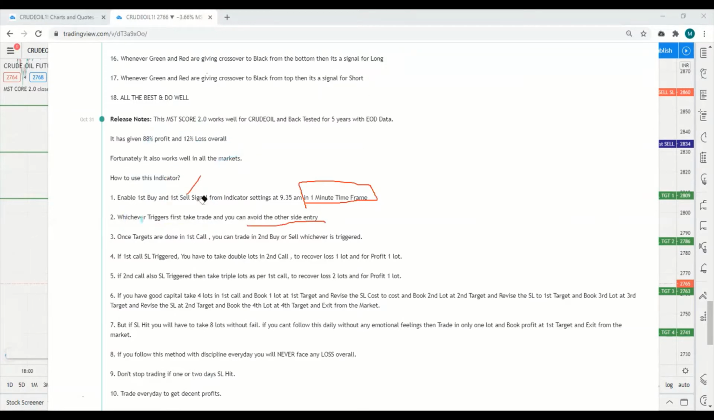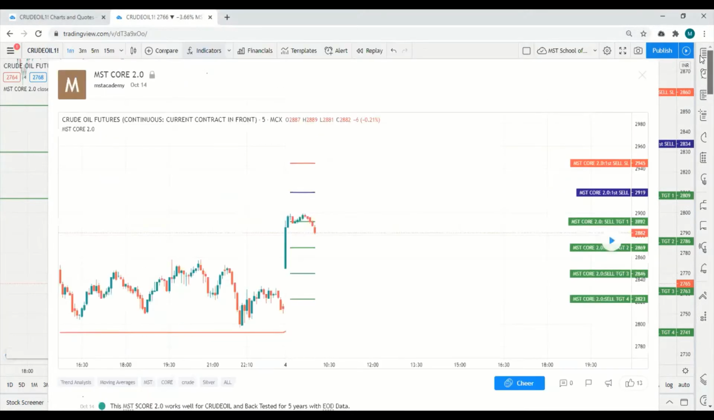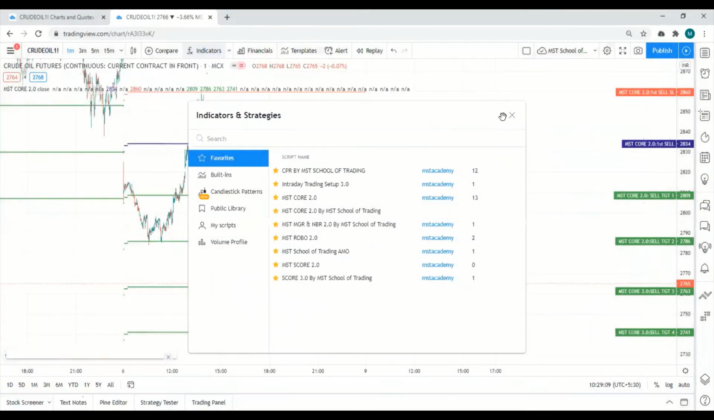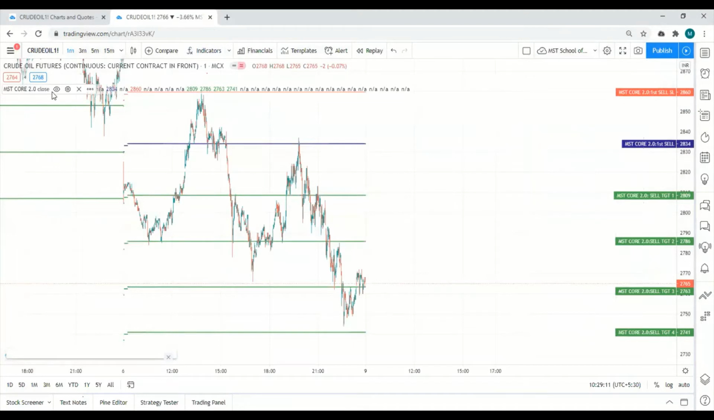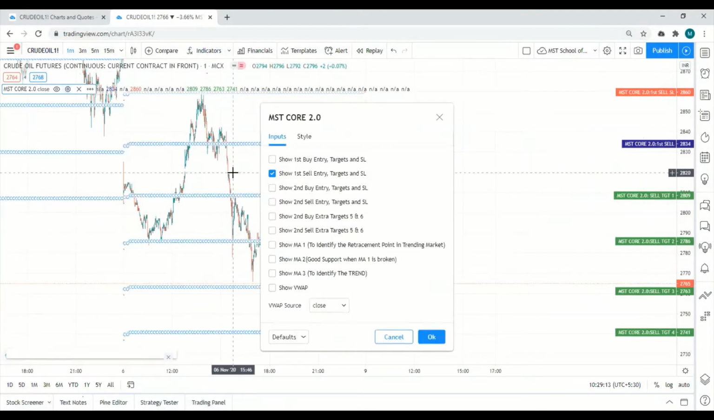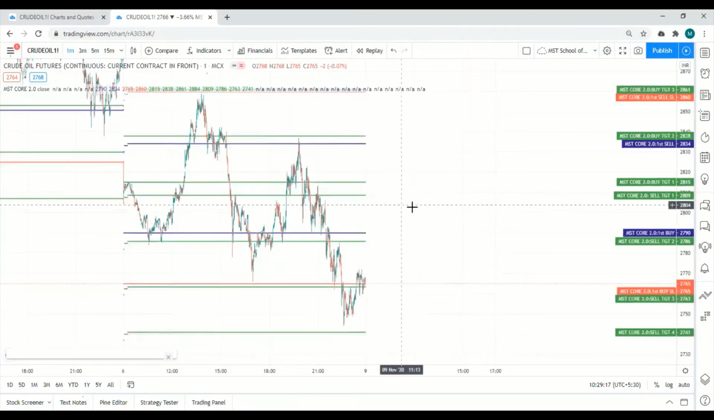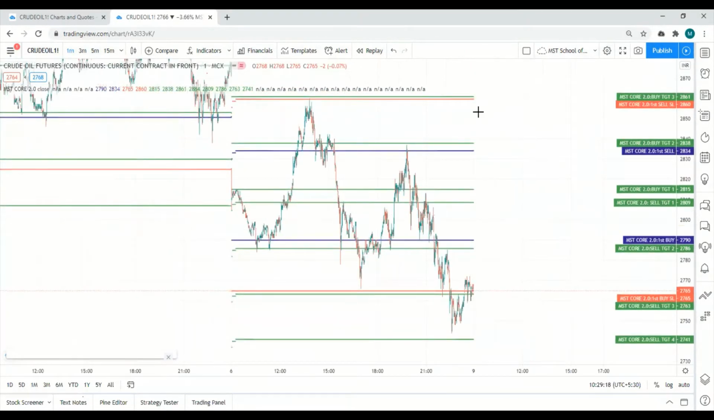You have to enable the indicator at 9:35 a.m. So assume that now it is 9:35 a.m. What I'm doing is going to settings. This is the settings. I am enabling first buy and first sell, so both enabled. So assume that market has opened just now, here at 2815.